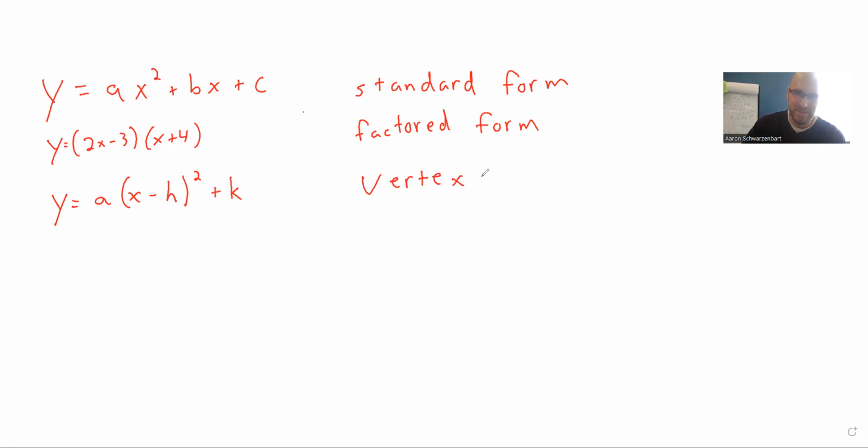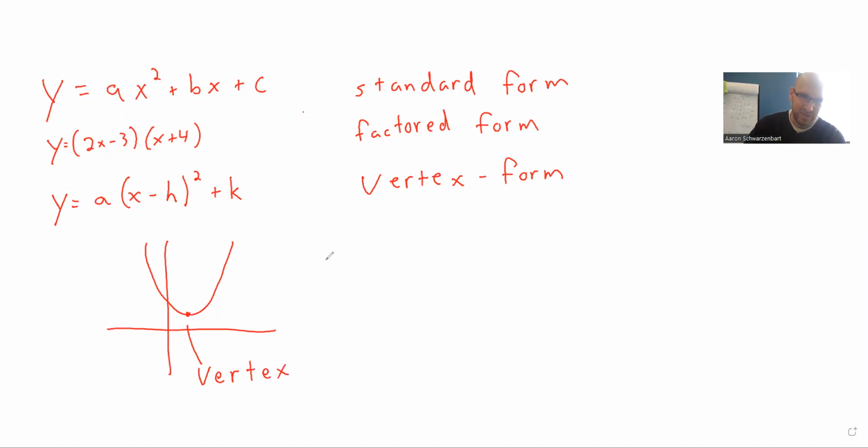Okay. This is very nice because it's very easy to get the vertex. For a parabola, the vertex is this point here at the bottom for an upward opening parabola, or if I put a downward opening one on here, it's going to be at the top. So the vertex here is either the maximum point on the parabola, if it's a downward opening one, or the minimum point on the upward opening one.